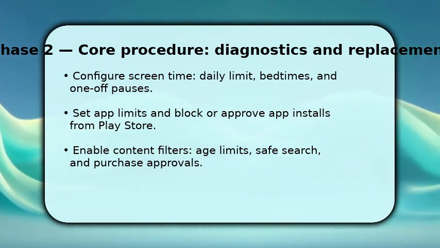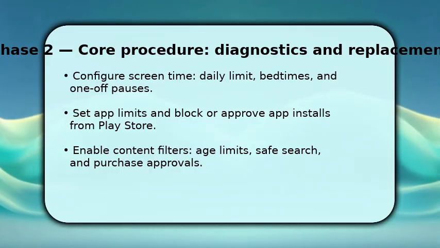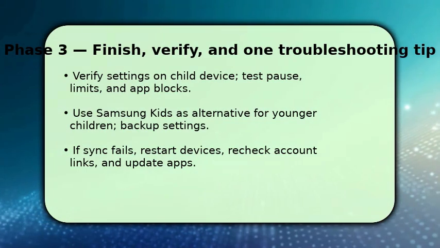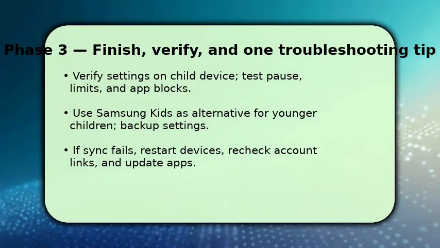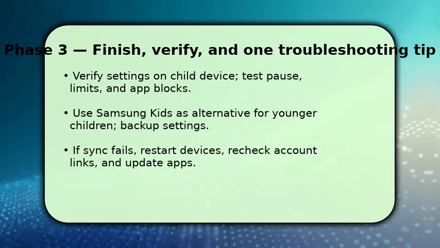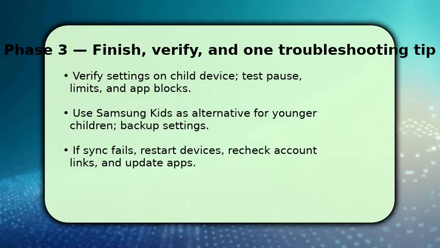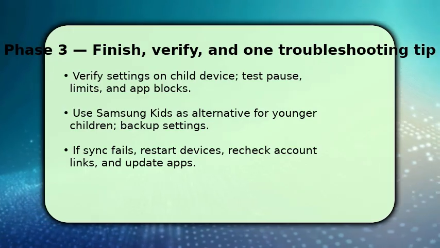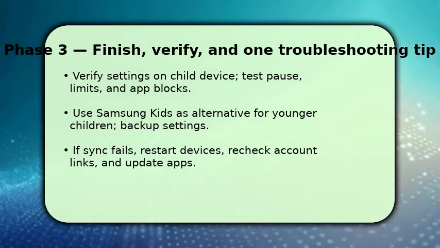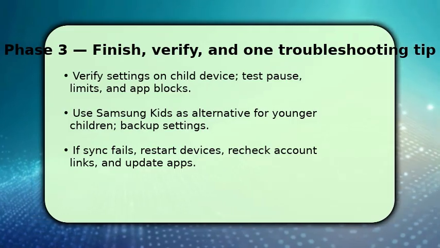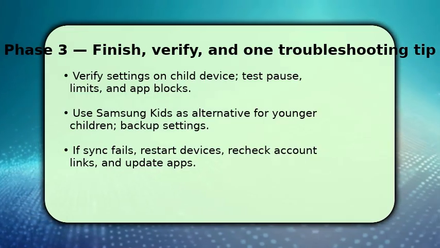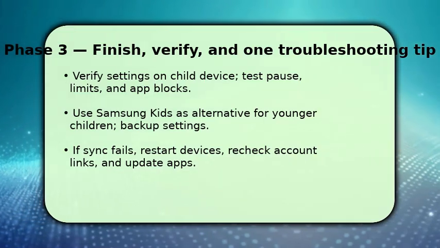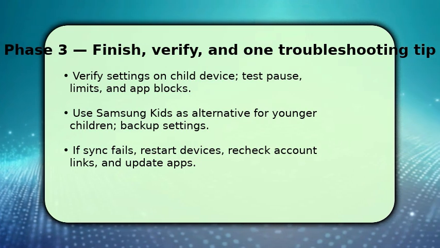Finish by verifying everything actually works on the child's phone. Test pausing the device, try opening a blocked app, and confirm bedtime mode locks the screen. If you prefer simpler controls for young kids, enable Samsung Kids from Quick Panel as an alternative. This creates a contained environment with fewer permissions. If controls don't apply, restart both phones, ensure Family Link is updated, and re-authenticate the child account. This usually fixes sync problems.